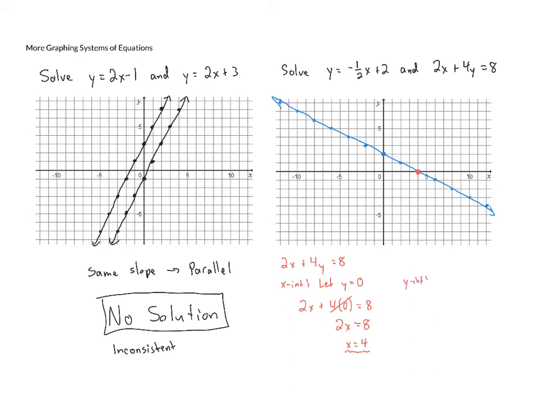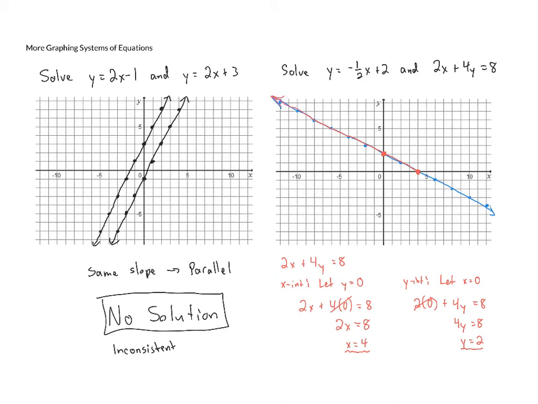To find the y-intercept, we know we need to let x equal 0. If we do that, we've got 2 times 0 plus 4y equals 8. Now 2 times 0 is 0, that term goes away, so we're just left with 4y equals 8. And to get y alone, we can divide by 4, giving us y equals 2. Now if we plot that intercept, 2 on the y-axis is right here. And if we try to connect the dots, we notice something interesting.